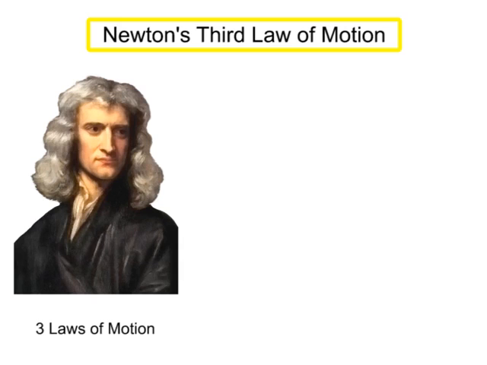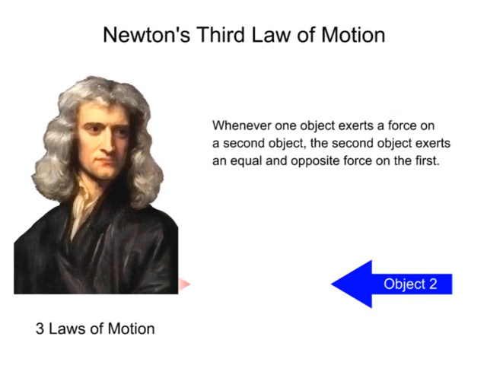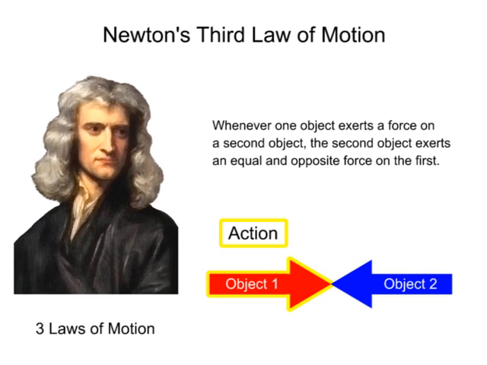Newton's third law of motion states that whenever one object exerts a force on a second object, the second object exerts an equal and opposite force on the first. In other words, when one object pushes against another, the force applied by the first object is opposed by the force of the second object that is equal in magnitude but in the opposite direction. For every action, there is an equal and opposite reaction.